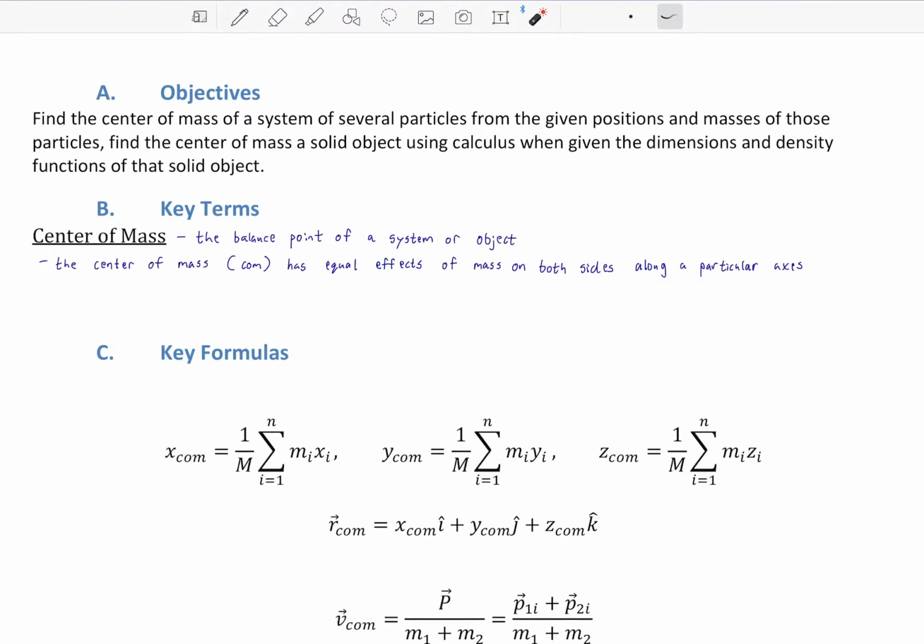So when we talk about the center of mass, it's a coordinate, so it has an x, y, and potentially z coordinate, usually x and y at most, and that's the balance point along those different axes.